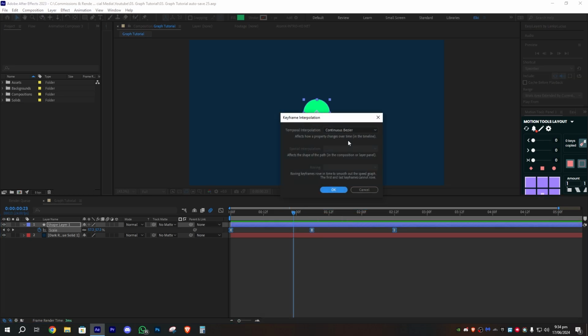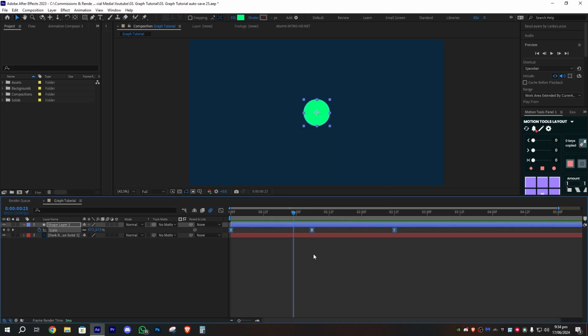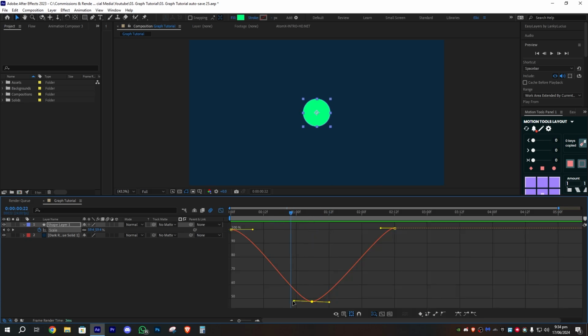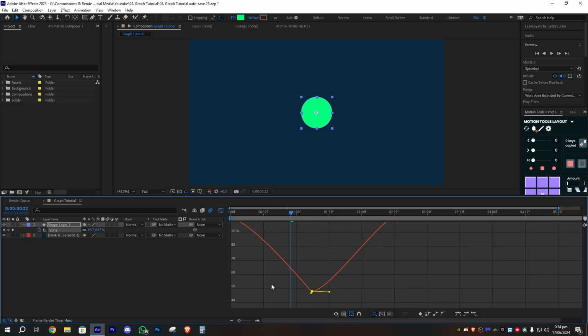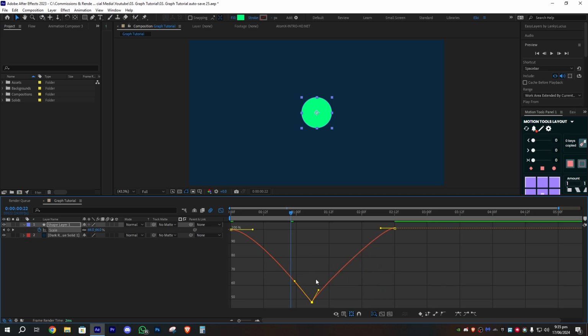Now the third keyframe type is the Bezier keyframes, and unlike the continuous Bezier, you can move the pick whips separately without having to worry about the other pick whip moving. This is basically used for panning, cropping.